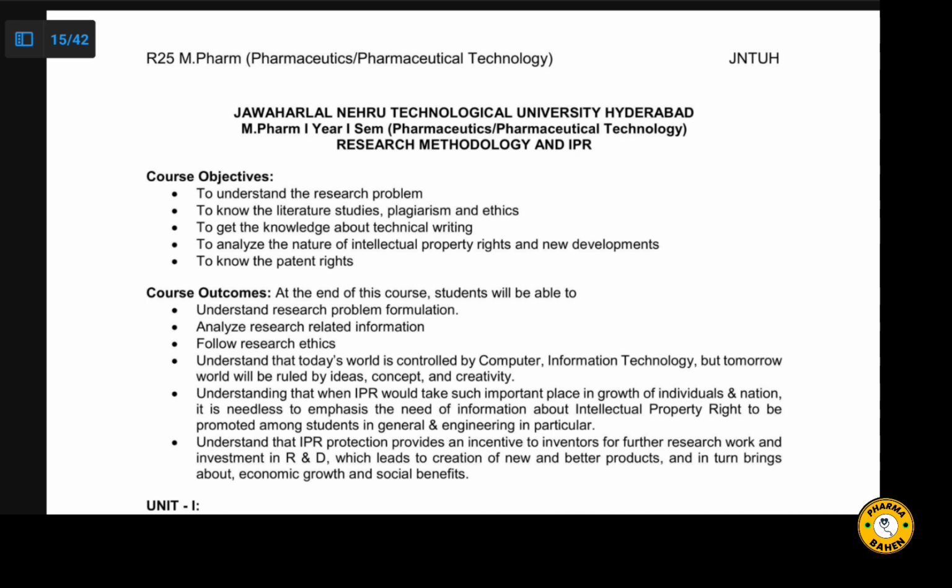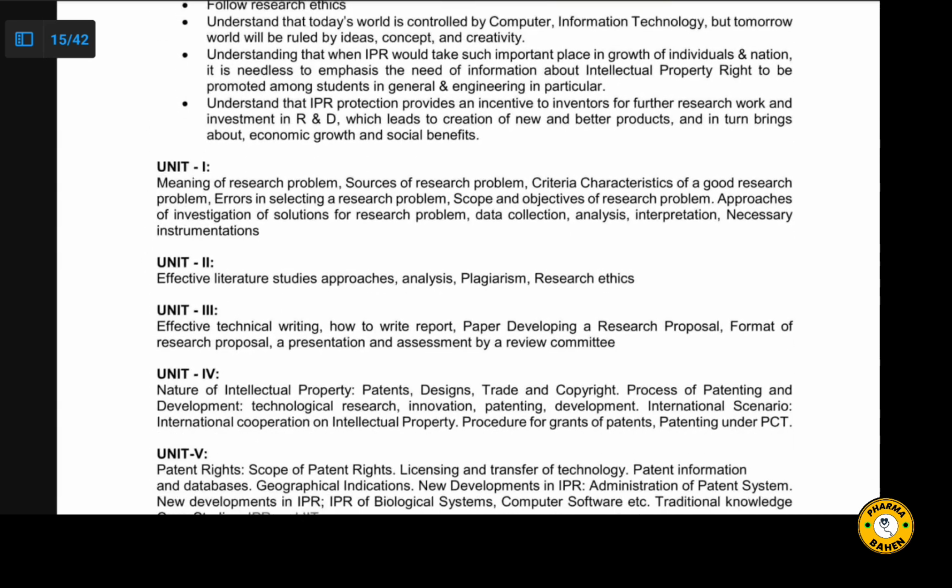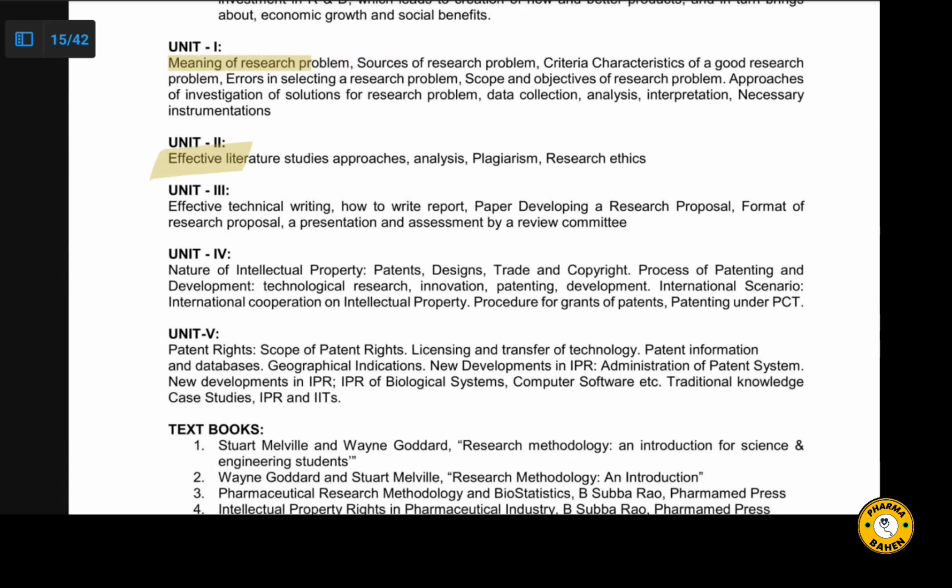Next we have the research methodology. In this we have meaning of research, effective literature studies, effective technical writing, nature of intellectual properties, patents and scope of patent rights and licensing.